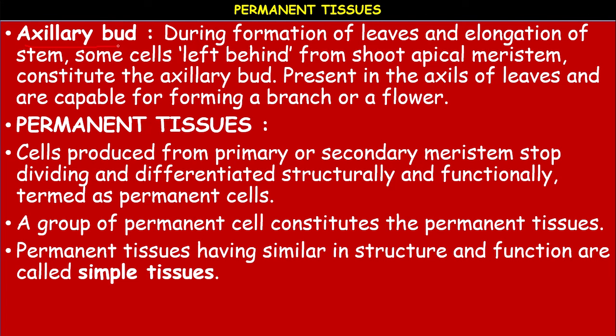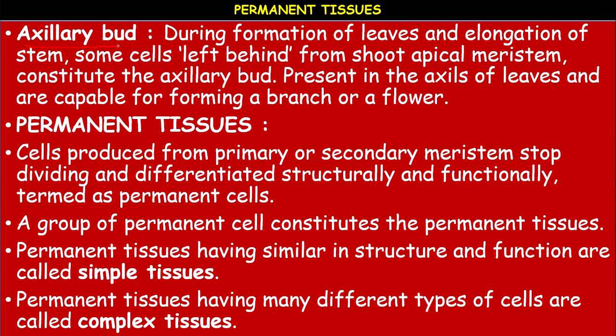What are simple permanent tissues? The permanent tissues having similar structure and function are called simple permanent tissues. They are made up of only one type of cells. Okay. The next, complex permanent tissues. What are complex permanent tissues? Complex permanent tissues are the tissues with more than one type of cells working as a unit. Such tissues are called complex permanent tissues. The permanent tissue having many different types of cells are called complex permanent tissues.